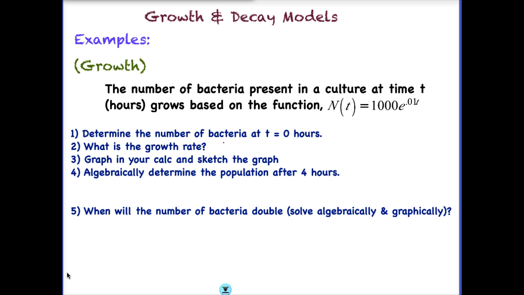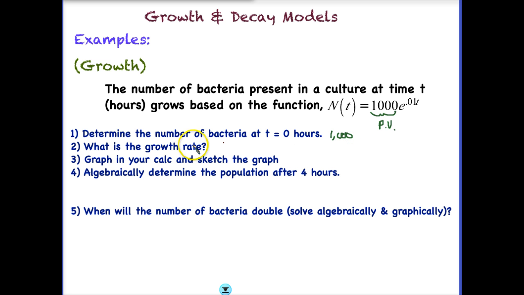Number 1, let's determine the number of bacteria at t equals 0. In other words, at time 0, before we started to grow. Well, remember what these values represent. This 1,000 here represents our present value. So if it was an investment, we would have started with 1,000. We're talking about bacteria though, and so the number of bacteria at the start would then be 1,000.